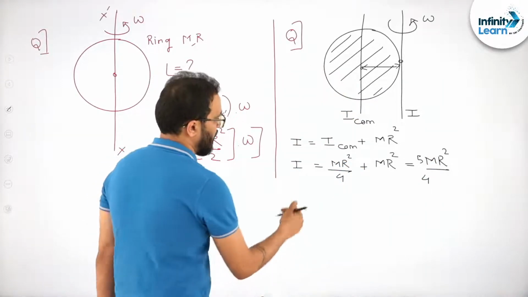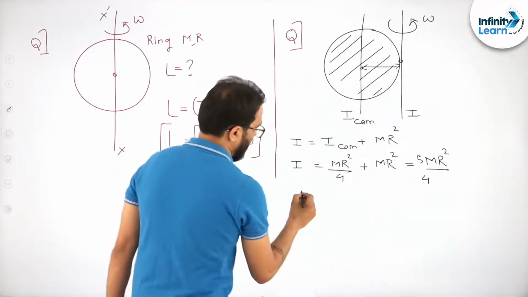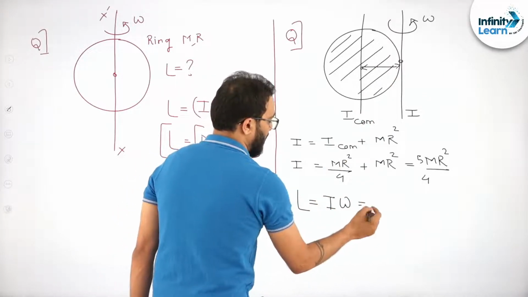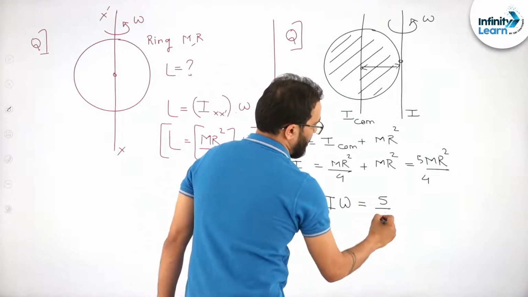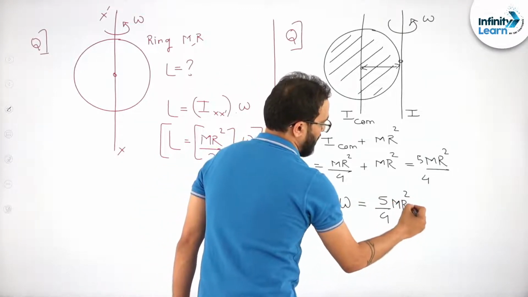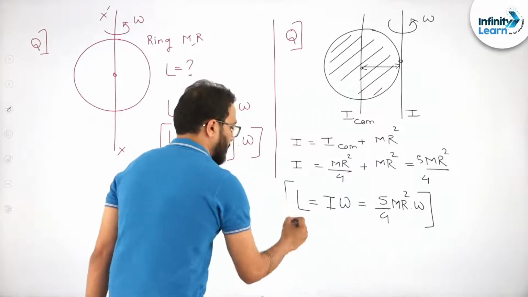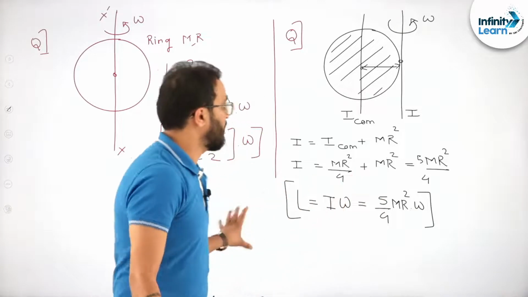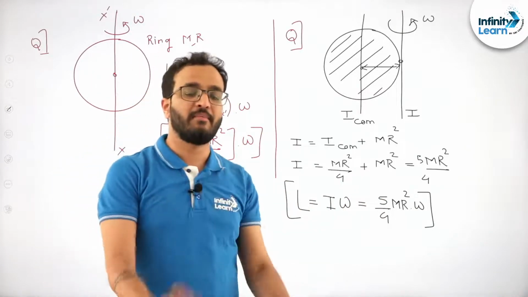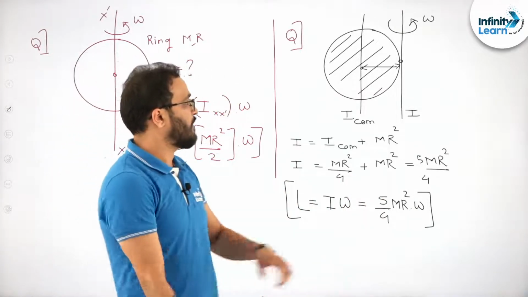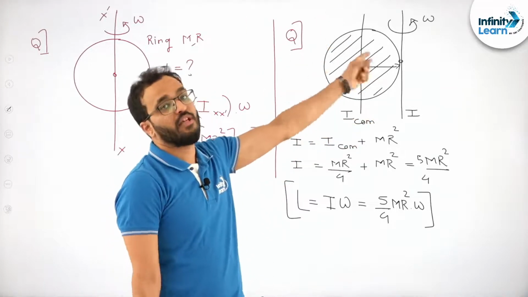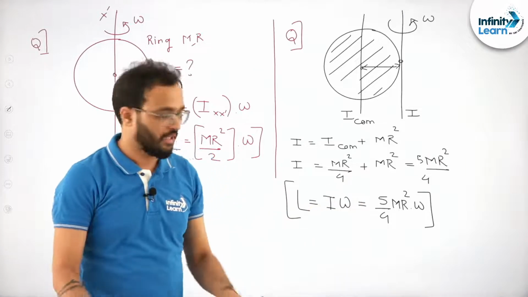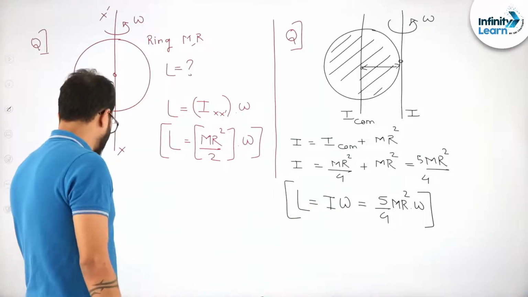Do you understand? Now once you know I, if it is rotating with omega, you can say, sir, angular momentum will be I about that particular axis into omega. So it will be 5 by 4 MR square into omega. Do you understand, students? Okay, it's very easy. So this you can do for any symmetric body. You just have to find out the moment of inertia about that particular axis about which the rotation is happening. Multiply it with the angular speed of the object, you will get the answer. Okay. So this is all about angular momentum.